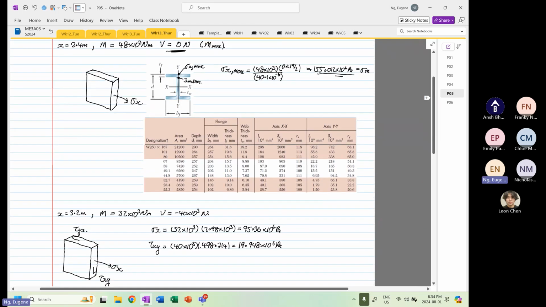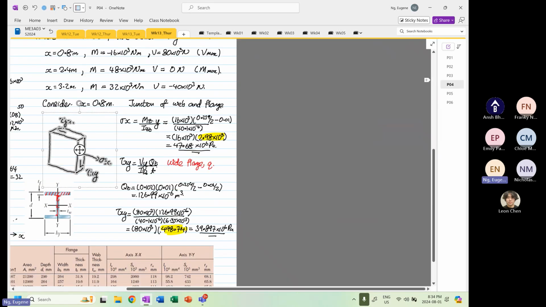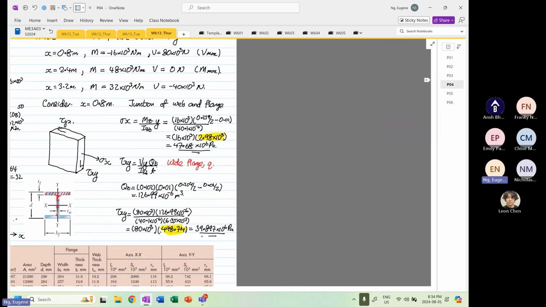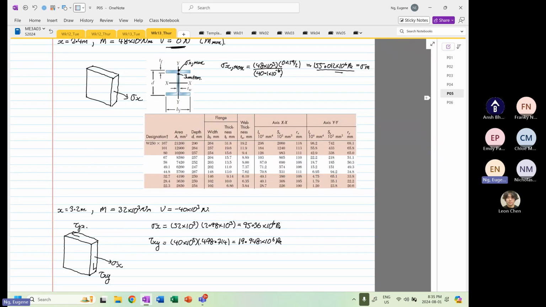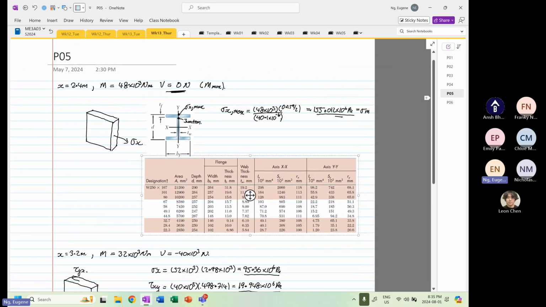So now if we were to look at X is equal to 2.4, when X is equal to 2.4, you have 398.897. The normal stress is only 47.68. If you look at X equal 3.2, your normal stress is much higher. Your shear stress is lower a bit.